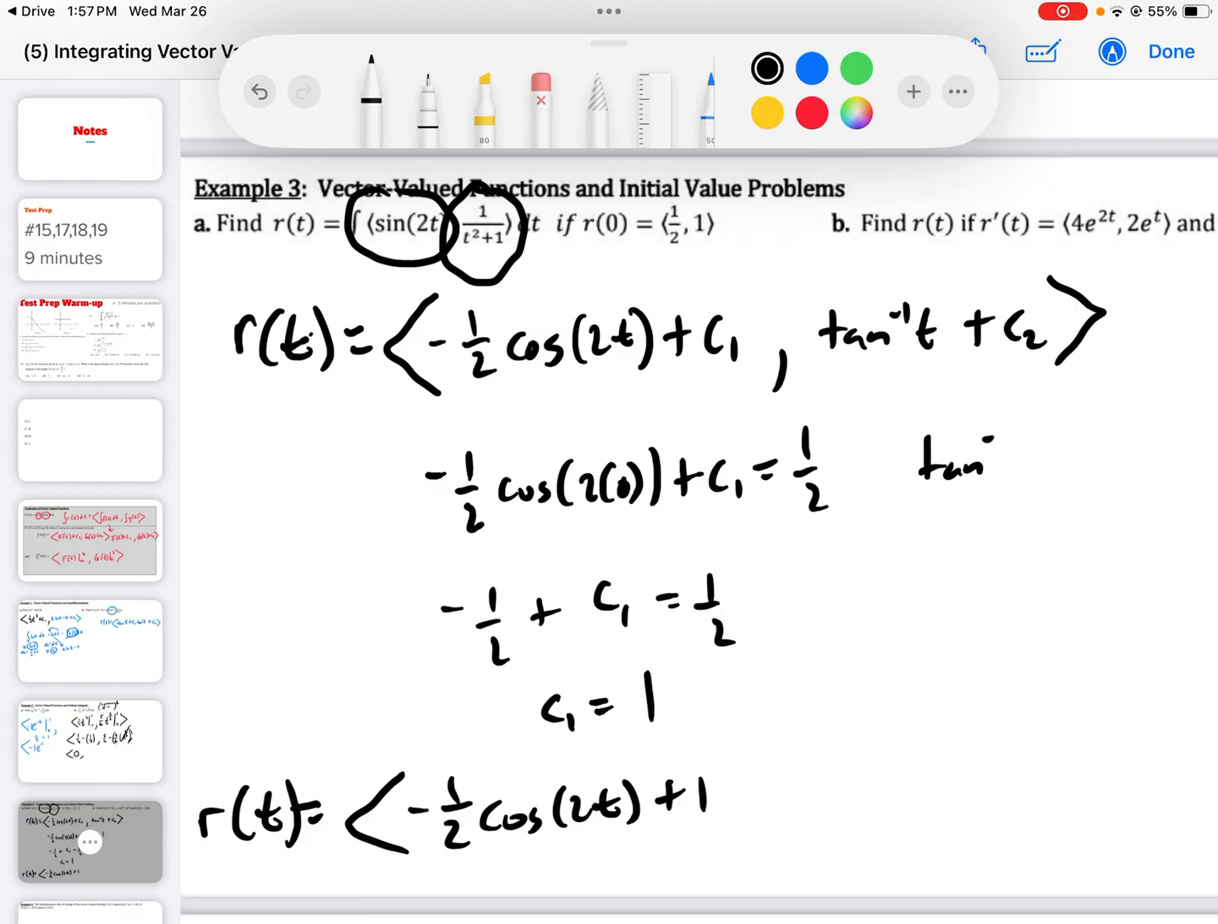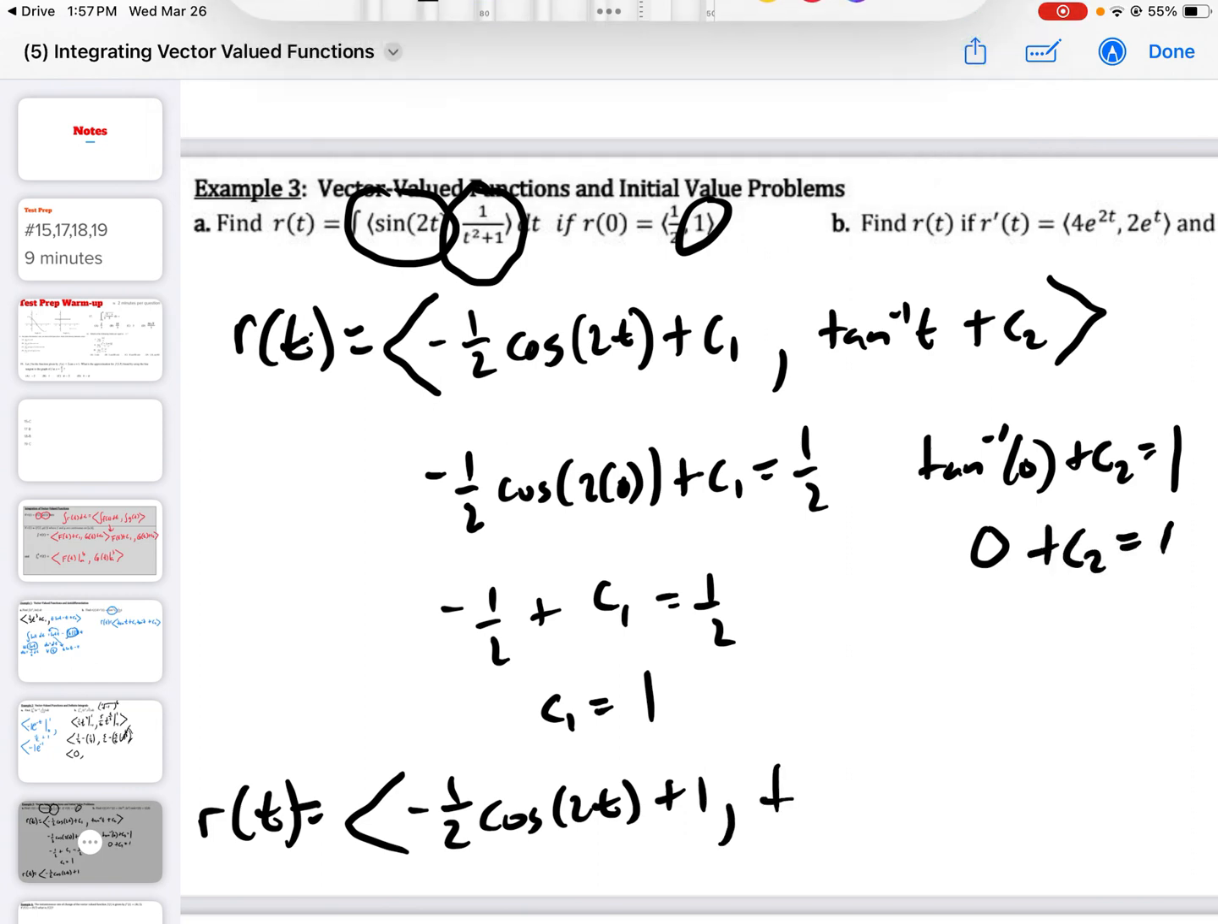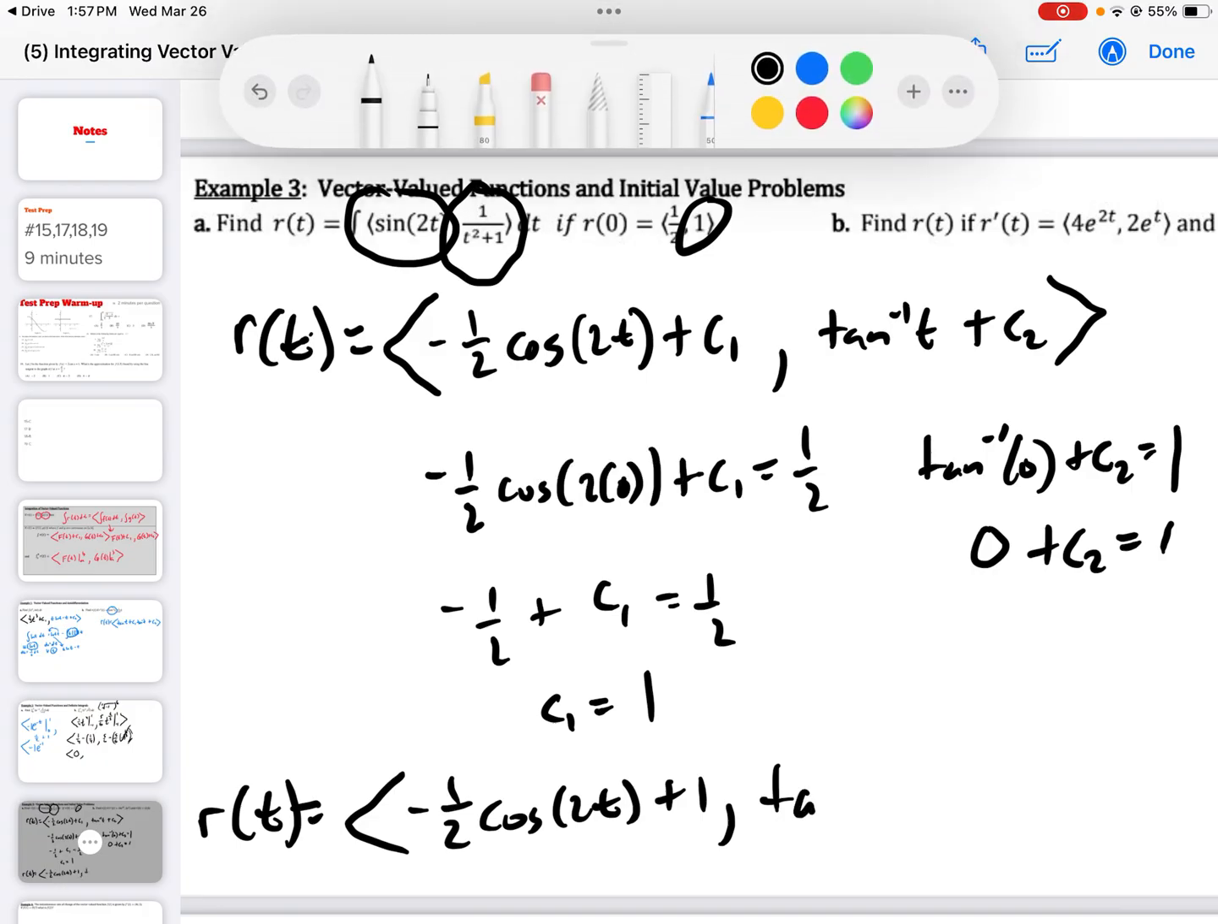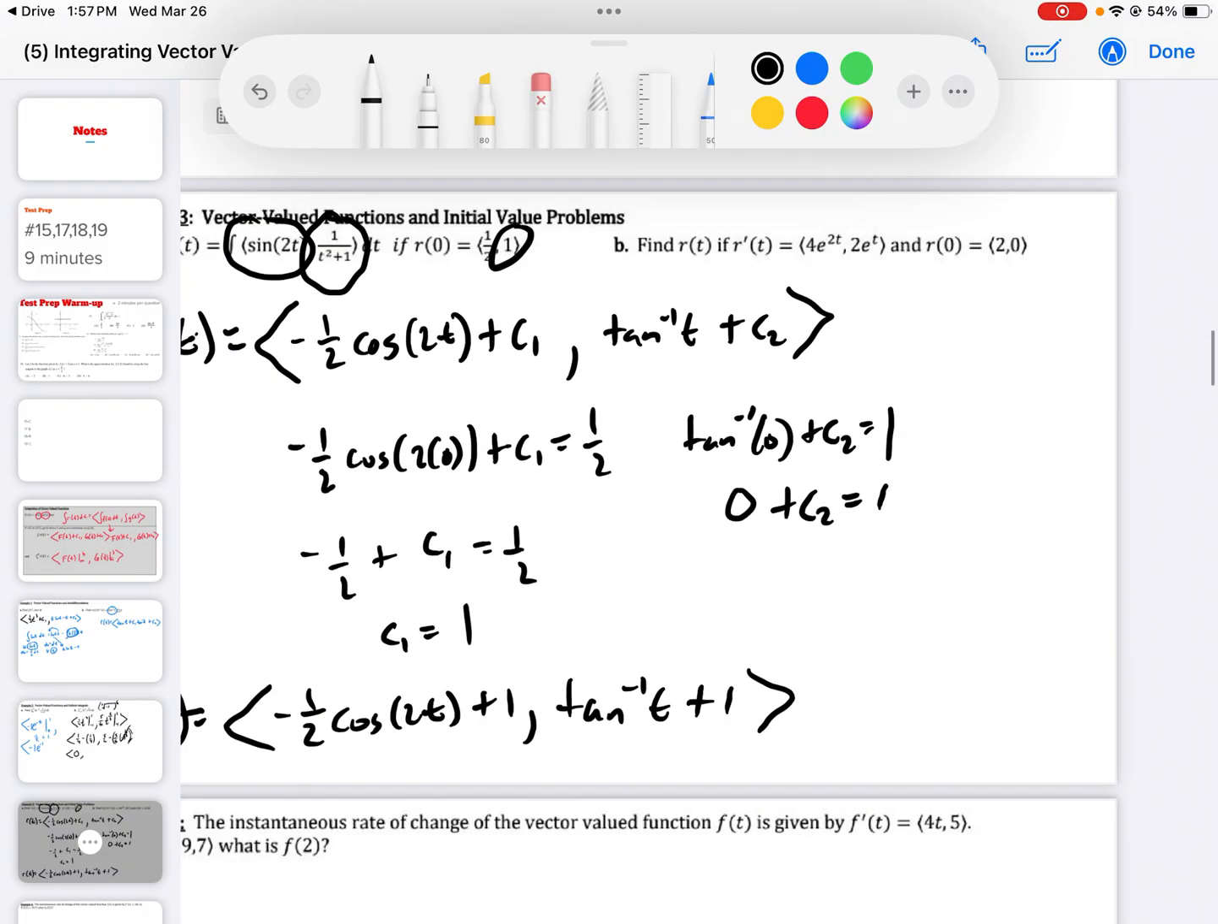Okay, so do the same thing over here. It says tangent inverse of 0 plus c2 is equal to 1. So if I plug in 0, I should get 1 for the y component. Tangent inverse of 0 is 0, so c2 is 1. This is tangent inverse of t plus 1. All right, there we go. We just did what it asked us to do.